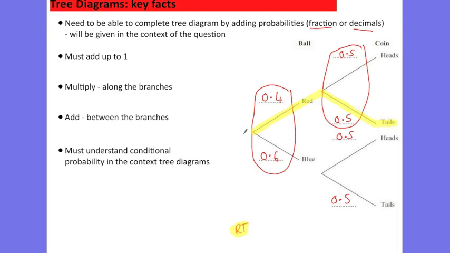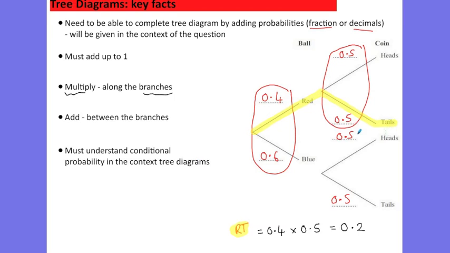And to be able to travel through the tree diagram, we must multiply. We see here multiplying along the branches, so this would equal 0.4 multiplied by 0.5, which is 0.2. If, for example, we were asked to find the probability of getting tails with any colour ball, tails with any colour ball.